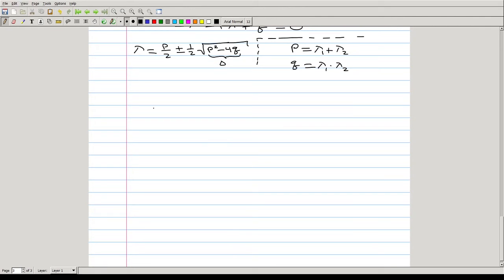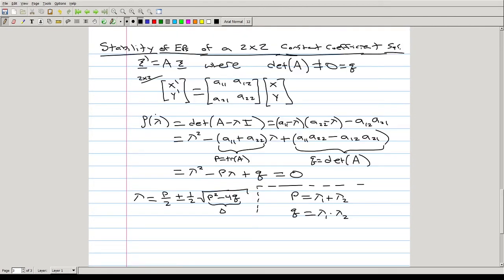However, the first thing that we want to note is that when the determinant is non-zero, we will only have one equilibrium point, which will be the origin.